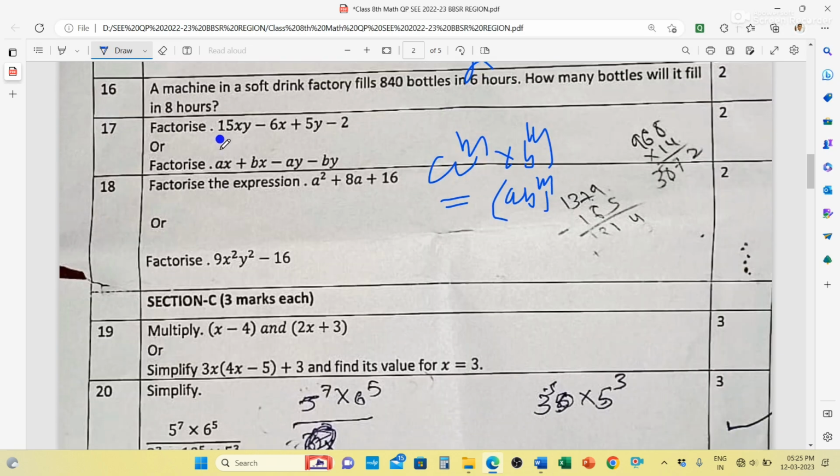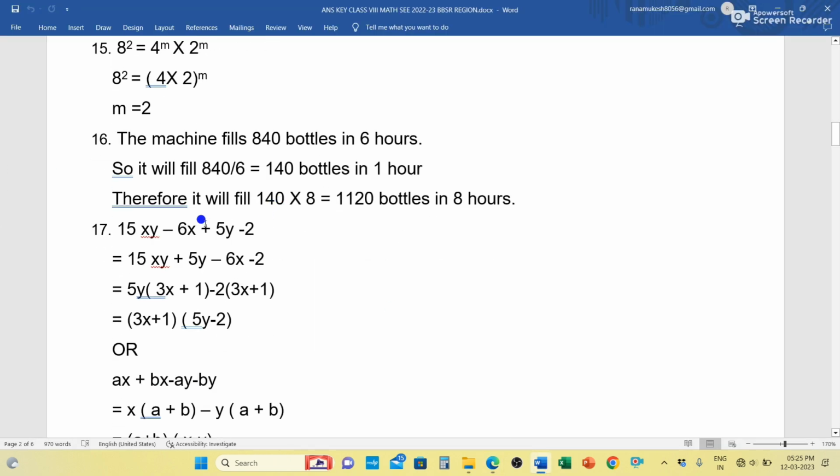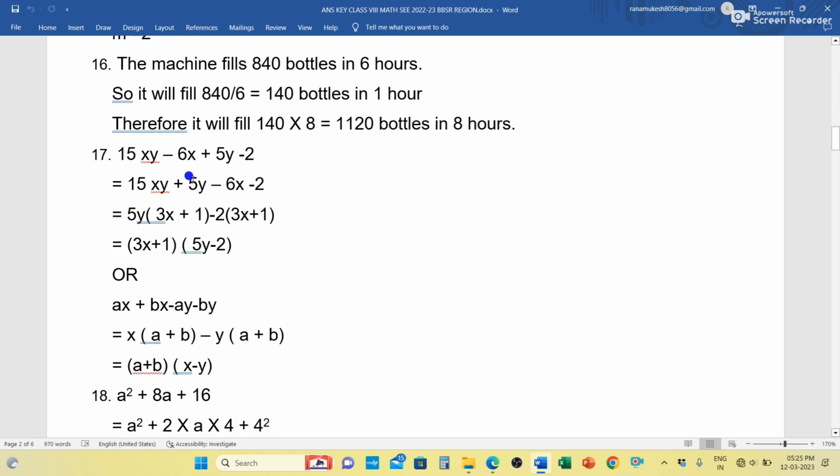Then factorize 15xy minus 6x plus 5y minus 2, or factorize this one. You can answer any one of the questions. First we will see 15xy minus 6x plus 5y minus 2. So it equals 15xy plus 5y minus 6x minus 2. You have to just interchange the place of minus 6x and plus 5y.